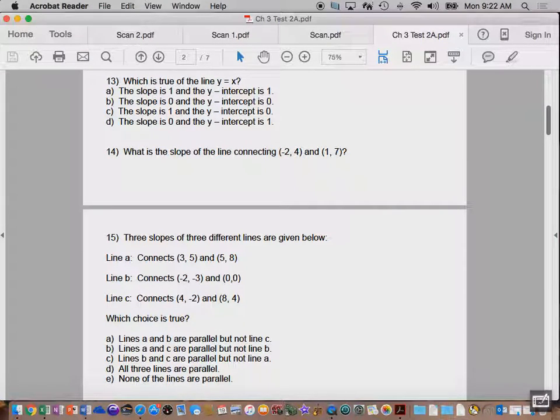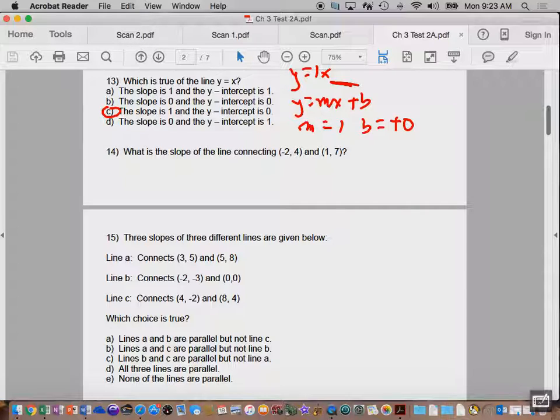What's true of the line y equals x? Well, if I compare it to y equals mx plus b, I have to look for the slope and the y-intercept because that's what all the choices are about. In this case, the slope is whatever number's in front of the x. Though I don't write it, there's really a 1 there, so the slope is 1. And there's nothing at the end here, nothing is 0, so b is equal to 0. So the slope is 1, the y-intercept is 0. Choice C.